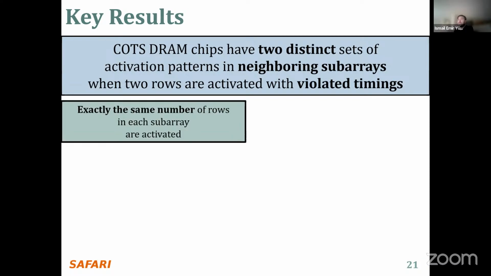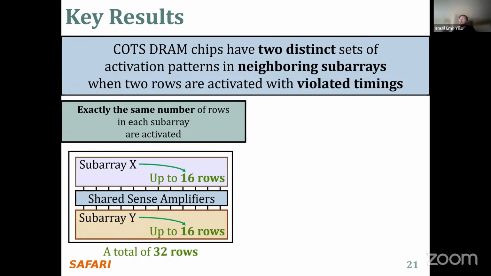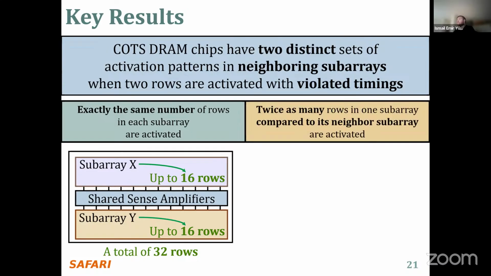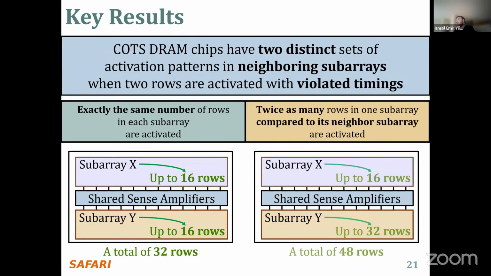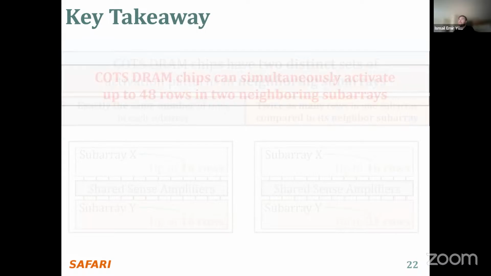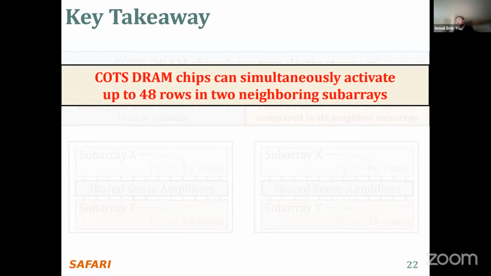First set is that exactly the same number of rows are activated in each subarray, and we observe that we can activate up to 16 rows in each subarray, a total of 32 rows. And the second pattern is twice as many rows in one subarray are activated compared to its neighbor subarray. We observe that we can activate up to 16 rows in one subarray while activating up to 32 rows in the other subarray, which is a total of 48 DRAM rows. So the key takeaway is that off-the-shelf DRAM chips can simultaneously activate up to 48 rows in two neighboring subarrays.